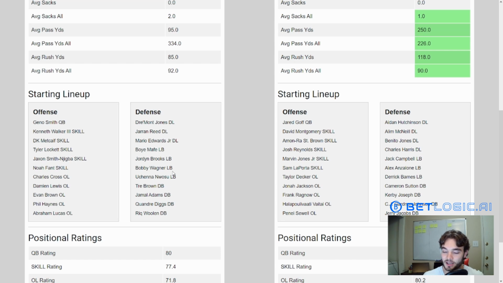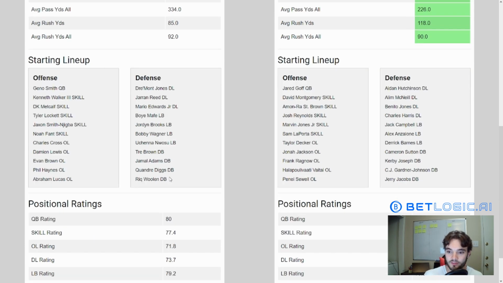Or say the Commanders, they have Brian Robinson, however, they often put Antonio Gibson in there. In a lot of cases, it really doesn't make that much of a difference, to be honest. But just know that it doesn't account for those backup running backs or players that aren't necessarily included in that starting lineup. It doesn't include that in the model.